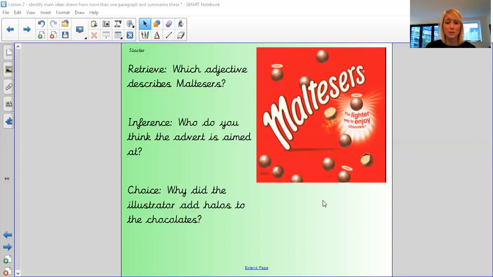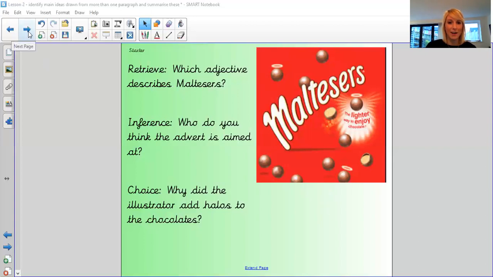Okay, and finally the choice question is, why did the illustrator add halos? So this is a bit of a tricky one, but I was thinking about angels, and we always see halos on the heads of angels and we imagine them to be really good, don't they? So I think the people who designed this picture put halos on the Maltesers because they wanted to show how good the Maltesers are, and also kind of implying that the Maltesers are good for you in some way, or a better way to have chocolate in some way, okay? So that's why I think they used halos.